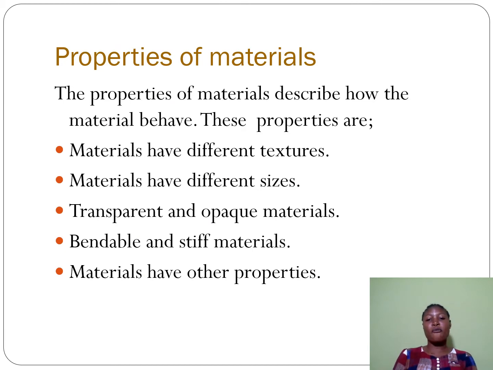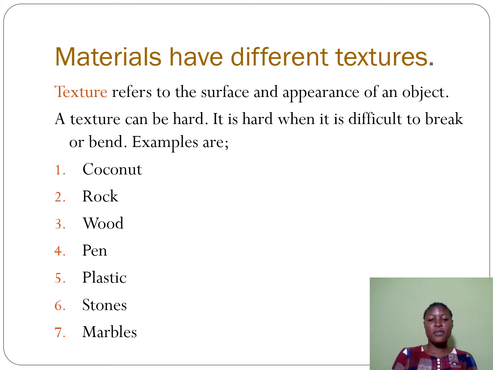Now we move on to the properties of materials. The properties of materials describe how the material behaves. These properties are: one, materials have different textures; two, materials have different sizes; three, transparent and opaque materials; and bendable and stiff materials. Materials have other properties as well. So these are the various properties of materials. We're taking them one after the other.